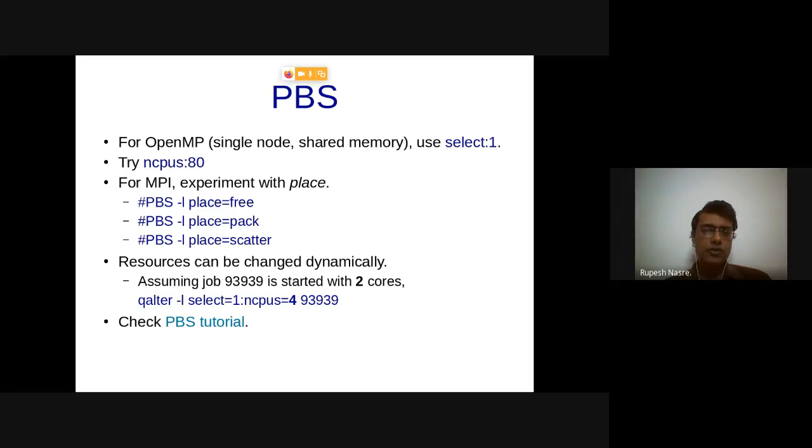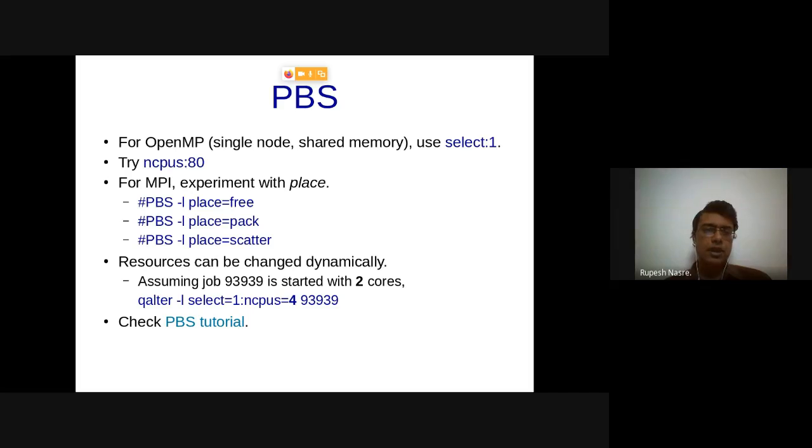But that is not always a good thing to do, because as soon as there are multiple nodes, there is communication that can happen across nodes. If it is a single node, then across shared memory, it is going to be faster. So just keep that in mind. If you are doing shared memory programming, then in PBS you should set select:1 in your PBS script.